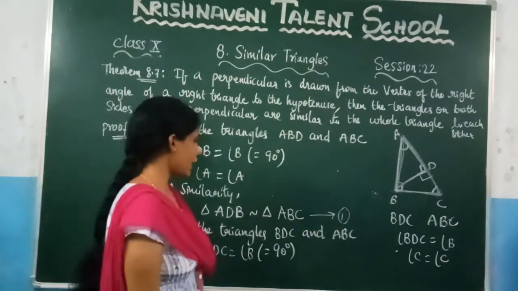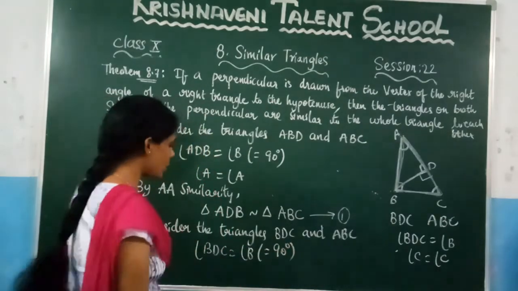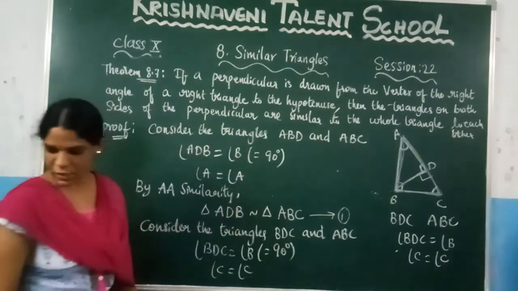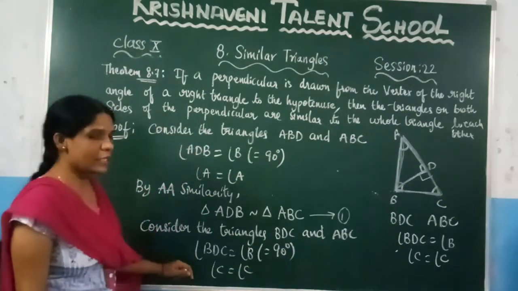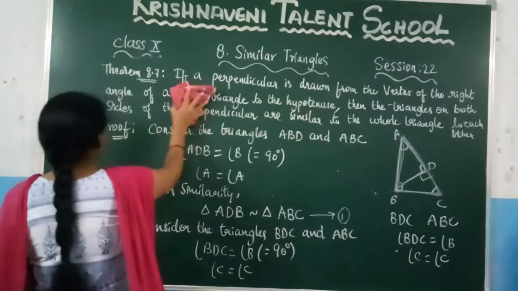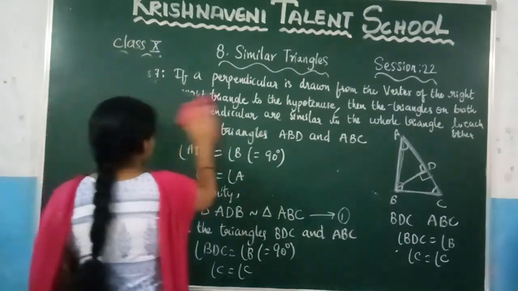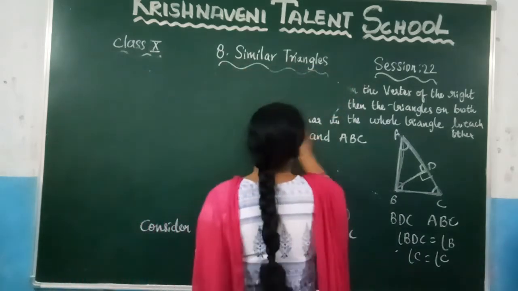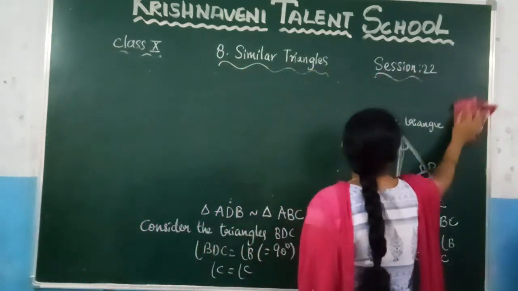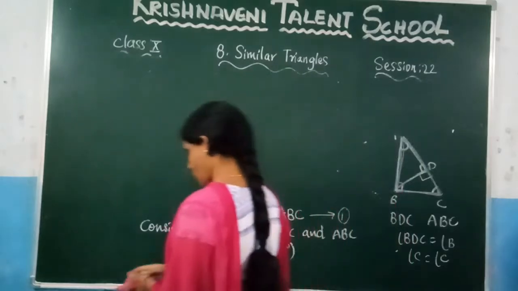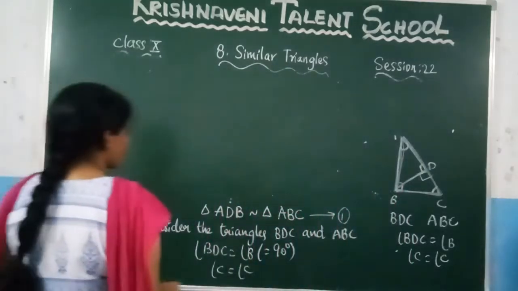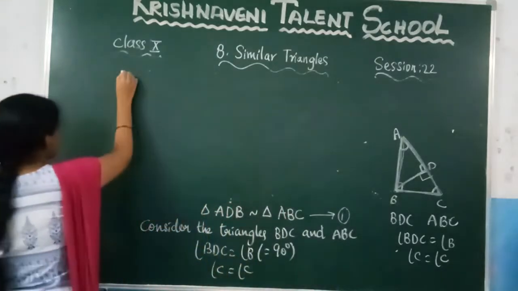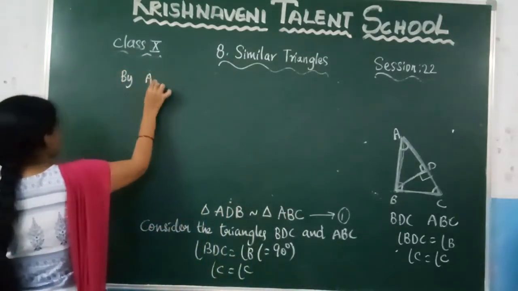And what is the common angle here? Angle C is the common angle. So write it here, angle C is equal to angle C. Now you can apply here angle-angle similarity. So you can write it here, by angle-angle similarity.